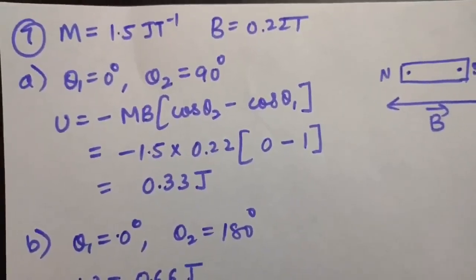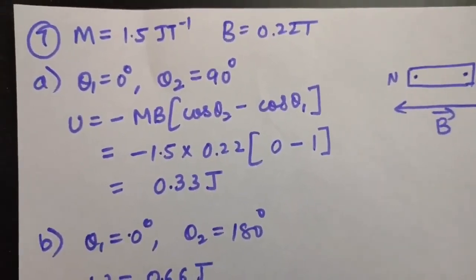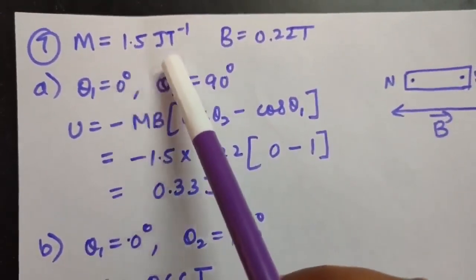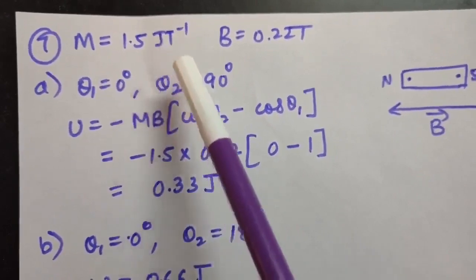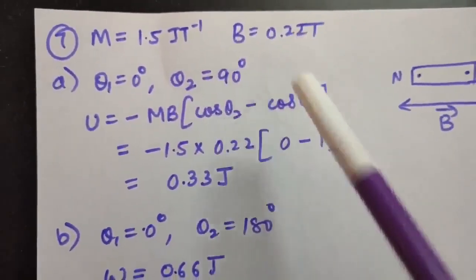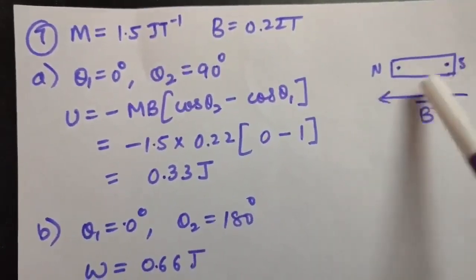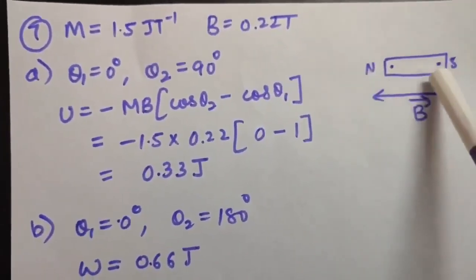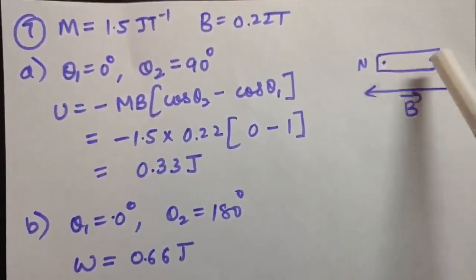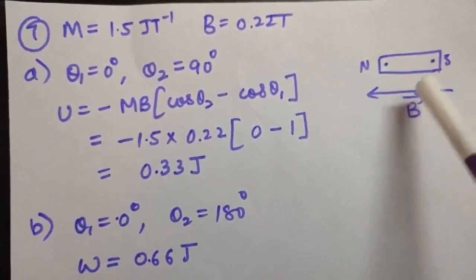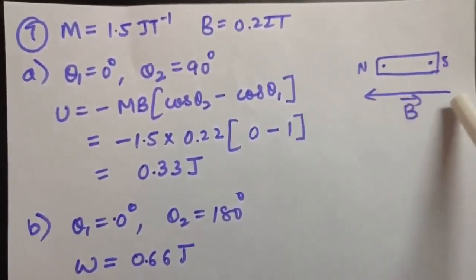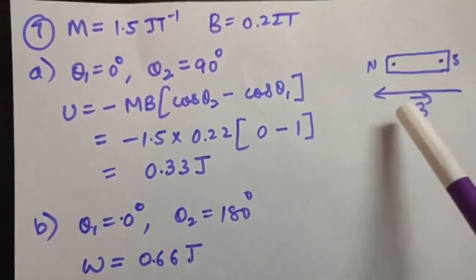Okay, so the next question is question number 7. It says a bar magnet of magnetic moment 1.5 joule per Tesla lies aligned with the direction of a uniform magnetic field of 0.22 Tesla. This means that there is a magnet. This is the north pole, this is the south pole. Now, as you know, magnetic moment is from south to north, and in the question it is given that it is aligned in the direction of magnetic field. That means if magnetic moment is in this direction, that is from right to left, magnetic field is also present from right to left.